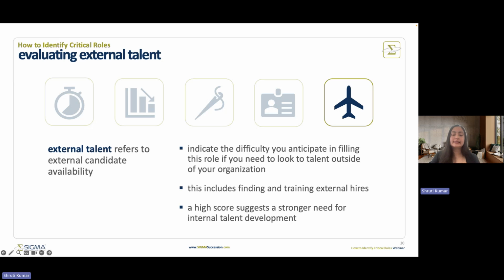So, for instance, let's consider perhaps there's a competitive labor market for a specific role, or you know that it's quite difficult to find applicants with the specific experience that you're looking for. In that case, you might want to consider whether there are junior employees within your organization who might be good candidates for long-term development.